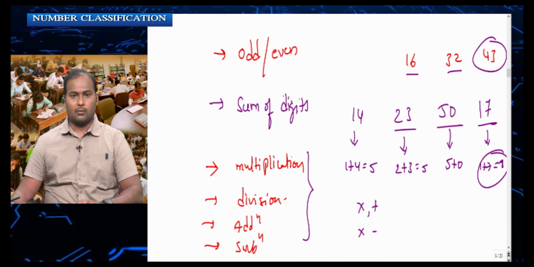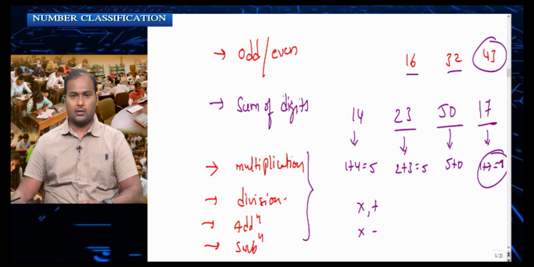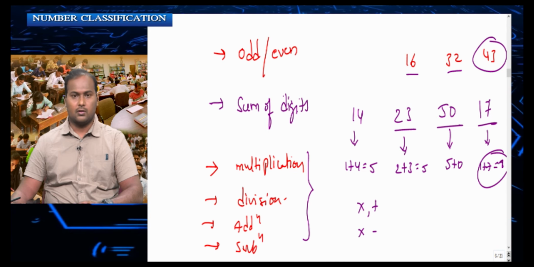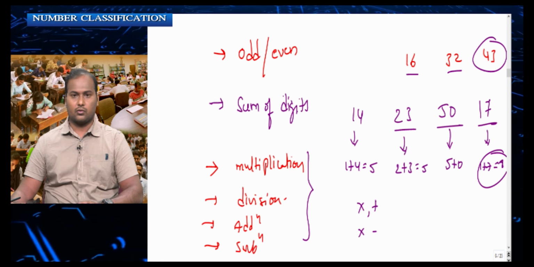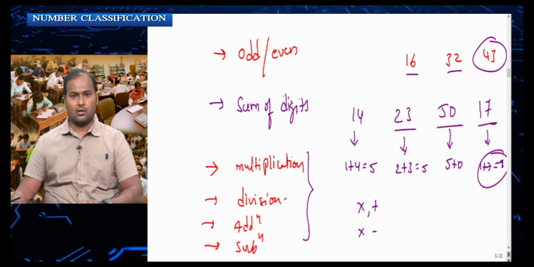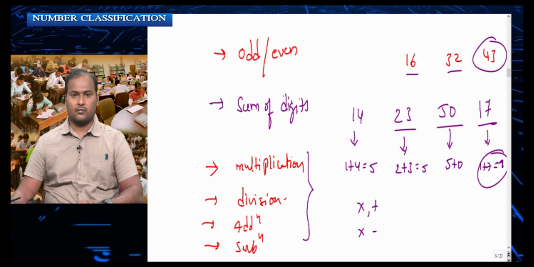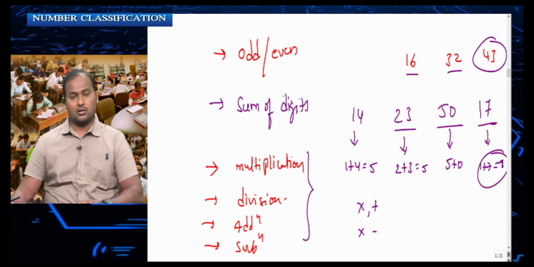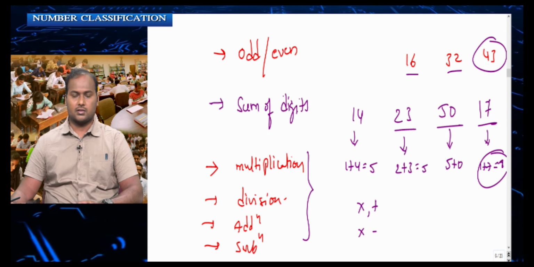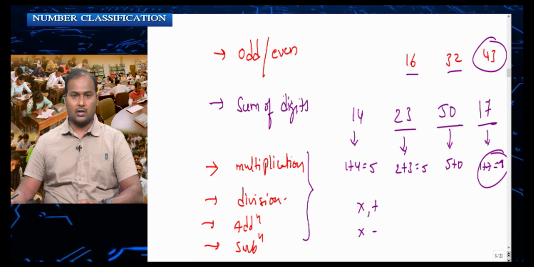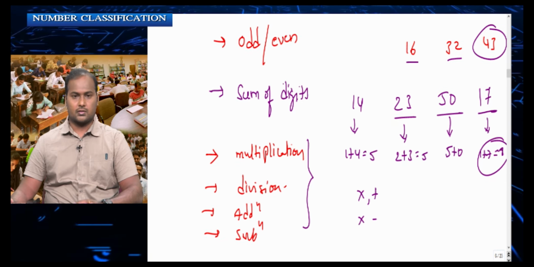So what we should remember is that questions may be expected from squares, values near to squares, cubes, values near to cubes, then prime numbers, odd numbers, even numbers, sum of digits and combinations, or sometimes a single one is also possible for multiplications, divisions, additions and subtractions. So let's see some questions.